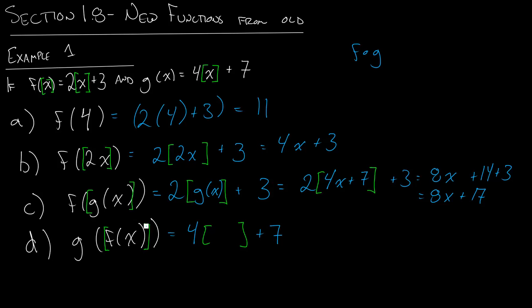Now, what is the input here? Up here, the input was x. What is the input here? The input down here is f of x. And so we could simplify this a bit. We could say 4 times, and then just plug in all of f of x, so 2x plus 3. And then we're adding 7 to it.